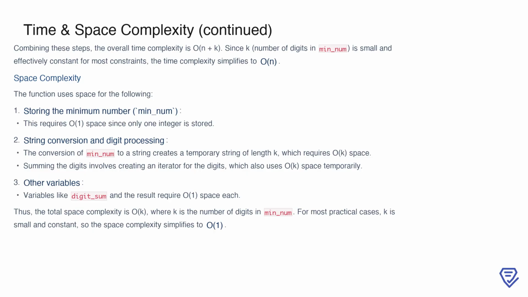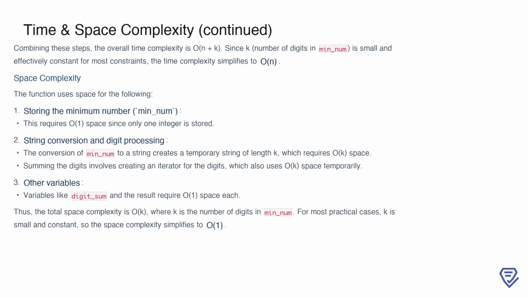Here, the n arises from finding the minimum number, and the k comes from processing its digits. However, in practical scenarios, the number of digits k is typically small and bounded by the maximum value of the numbers in the array, making it effectively constant. As a result, the time complexity simplifies to O(n).